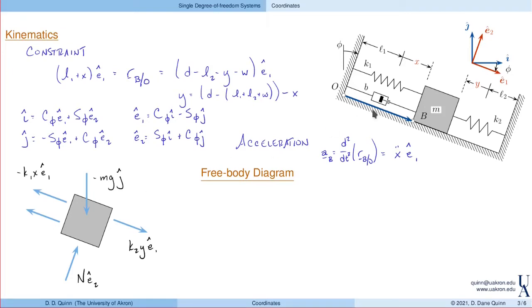Finally, the damping force. Dampers are proportional to the velocity across them, and x does a good job of measuring that, right? So let's write this as minus b x dot in the E1 direction. Again, here we define the forces in terms of the coordinates and directions that we defined earlier.